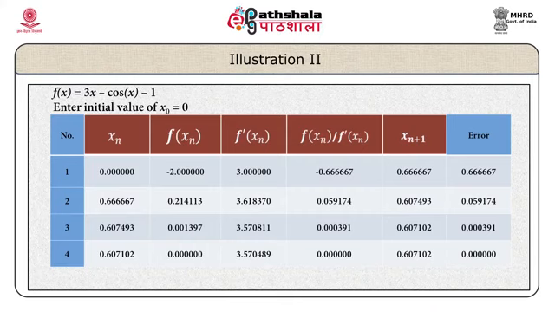Again we calculate the value of the function 0.001397, derivative 3.570811, ratio is 0.000391, and so the next point is 0.607102, and so in the next iteration we get the value 0.607102, value of the function almost 0 and derivative 3.57. So, you see how fast the method has converged in just 4 iterations. The answer is correct to 6 decimal places with the value of the function as 0 up to 6 decimal places, and that is how the convergence of this method is very fast.